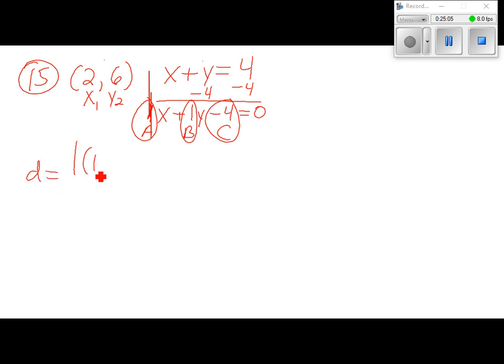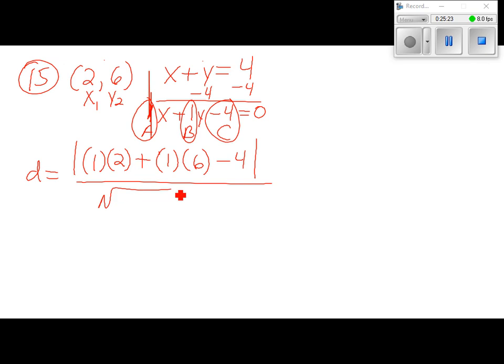A is 1 times x1 is 2, b is 1, y1 is 6, and c is -4. That's all inside the absolute value symbol. On the bottom, a is 1, so 1 squared, b is 1 squared. Does seem like I did this problem. 1 times 2 is 2, that's 6, that's 4.